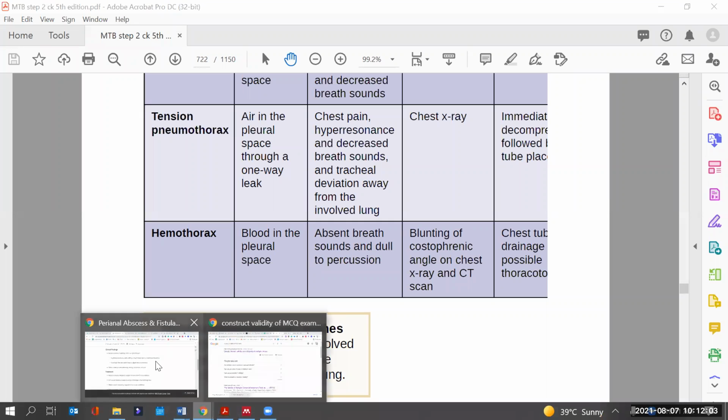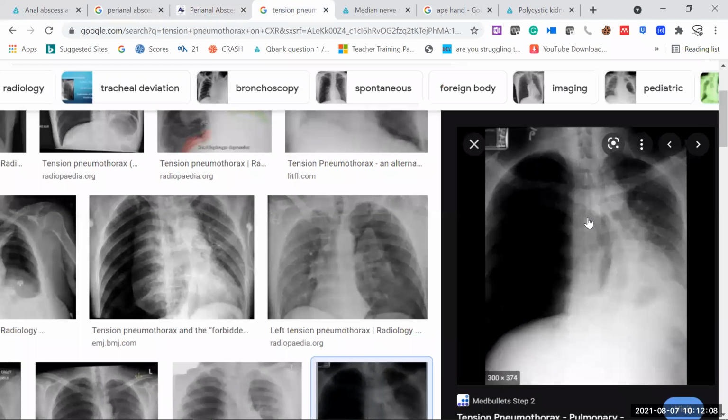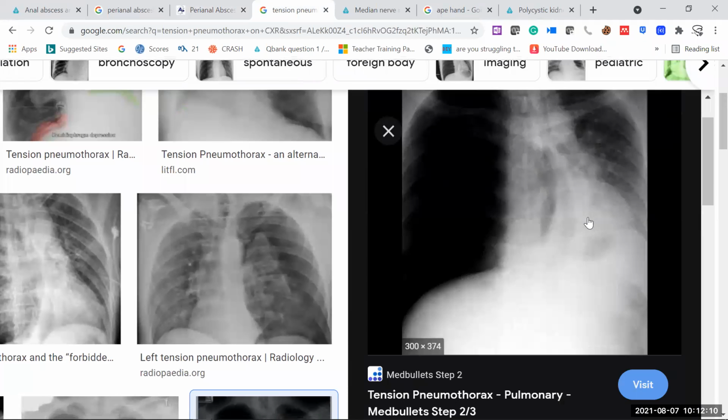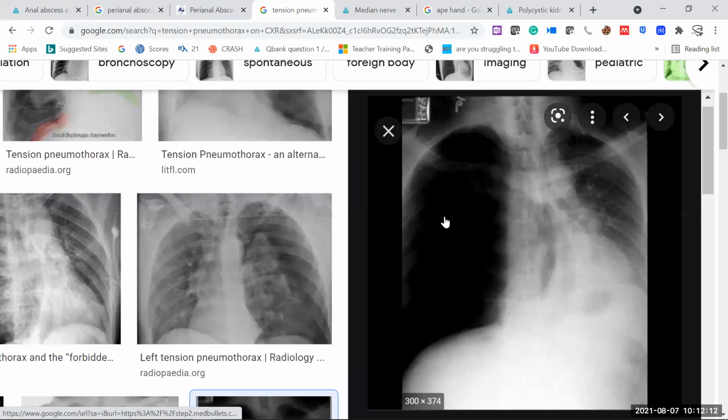So let me show you this diagram. See, this is the tension pneumothorax. If you can just appreciate, if on the X-ray you find too much blackish area, it means that too much air is occupying the pleural spaces, and this is a clear case of tension pneumothorax.